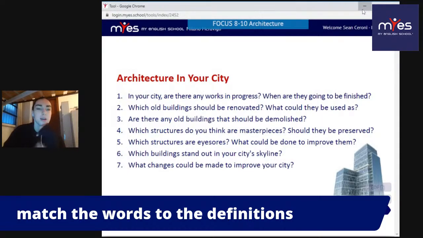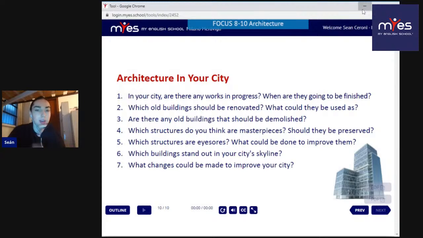So then we have some questions using these words, which we don't have time to go through all of them, unfortunately. But number 5 there, which structures are eyesores? What could be done to improve them? I know in Milan, a lot of people think that Torre Velasca is an eyesore. I quite like it personally. I think it's very striking, very interesting.